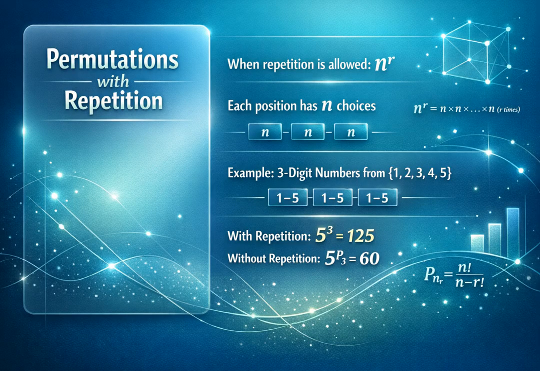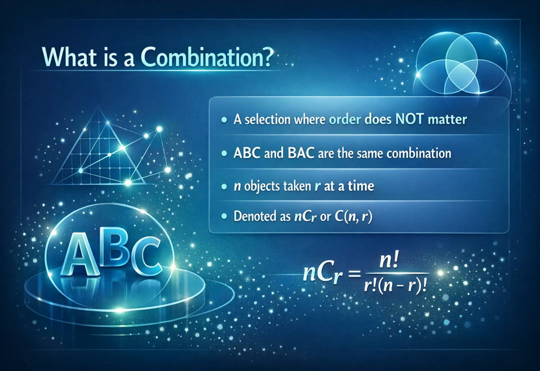For example, forming 3-digit numbers from digits 1 through 5. With repetition, we get 5 cubed equals 125 numbers. Without repetition, we get 5P3 equals 60 numbers. The difference is significant. A combination is a selection where order does not matter. ABC and BAC are the same combination because they contain the same elements.